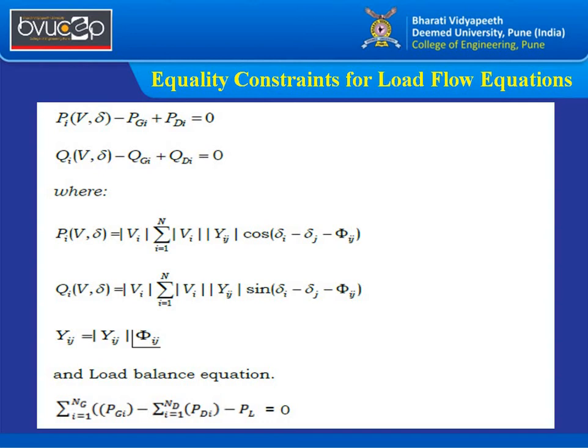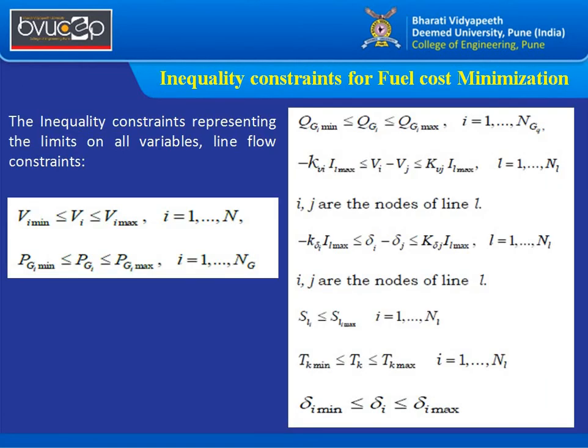Yij is the bus admittance matrix with magnitude and its angle, and the load balance equation is going to be the generator minus load minus the losses. So these all should be equal to 0. That is why we call these equality constraints, because the difference, whatever is the power flowing through each component, should be equal to 0 to match with the overall generation. So inequality constraints are the limits, as I mentioned, through the line flow constraints.